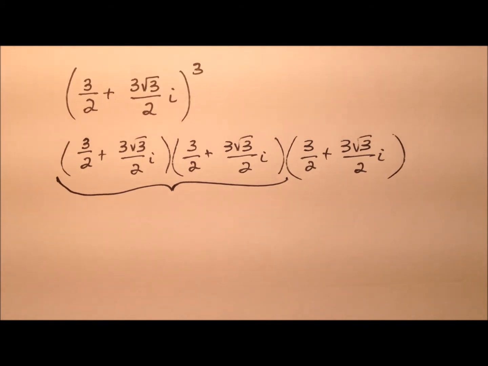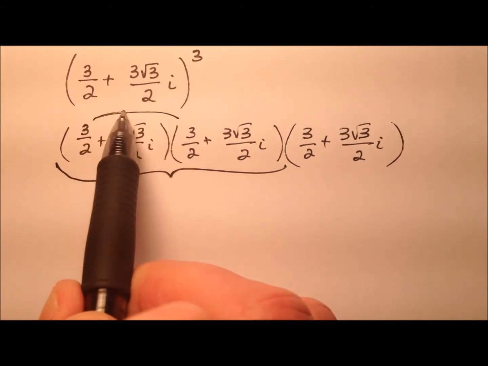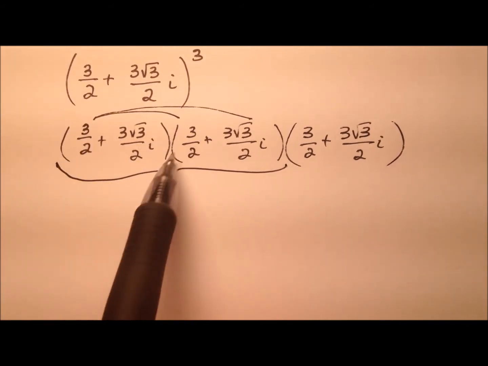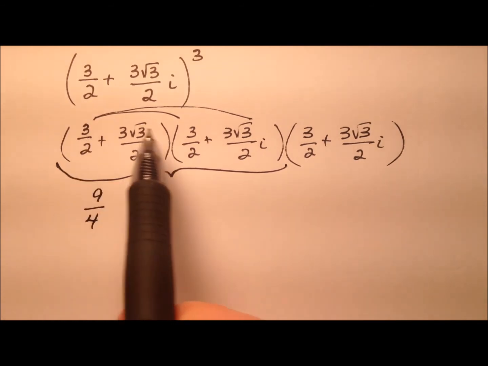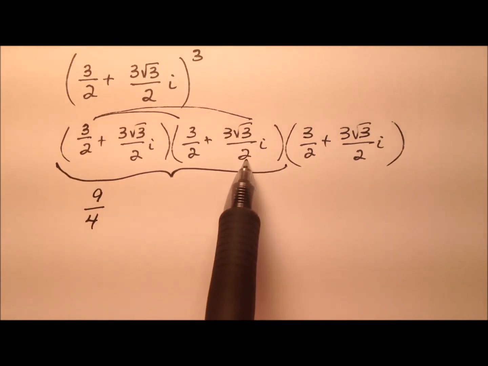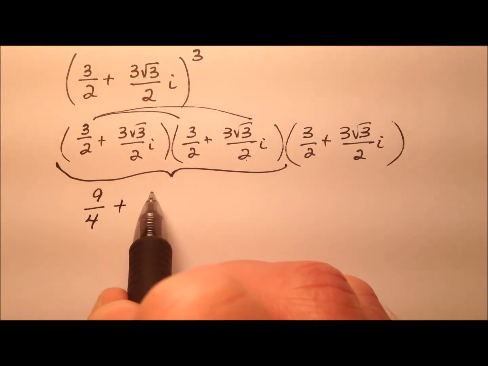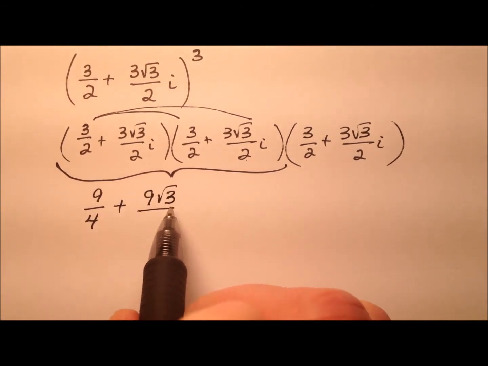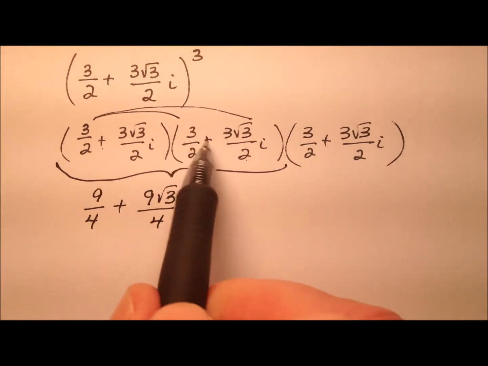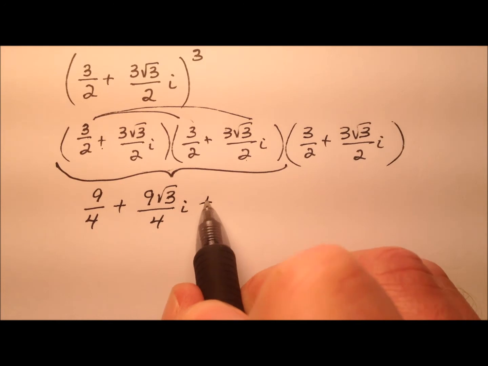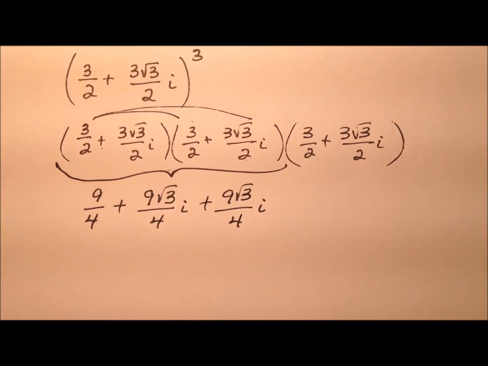So lots of fractions, lots of stuff going on in this problem, so we'll go slow and we'll explain everything here. So 3/2 times 3/2 will make 9/4. 3/2 times 3 radical 3 over 2 i. So the 3's will multiply to make 9 radical 3 over 4i. And of course, since they're the same terms, this one will be the same. So plus 9 radical 3 over 4i.